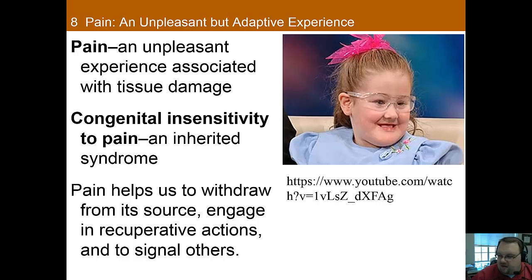So this is a little girl who has this congenital insensitivity to pain, and she has to wear goggles because she'll often accidentally injure her eyes and injure other parts of herself without even realizing it because she doesn't have that pain response, so she doesn't know that she's injuring herself.